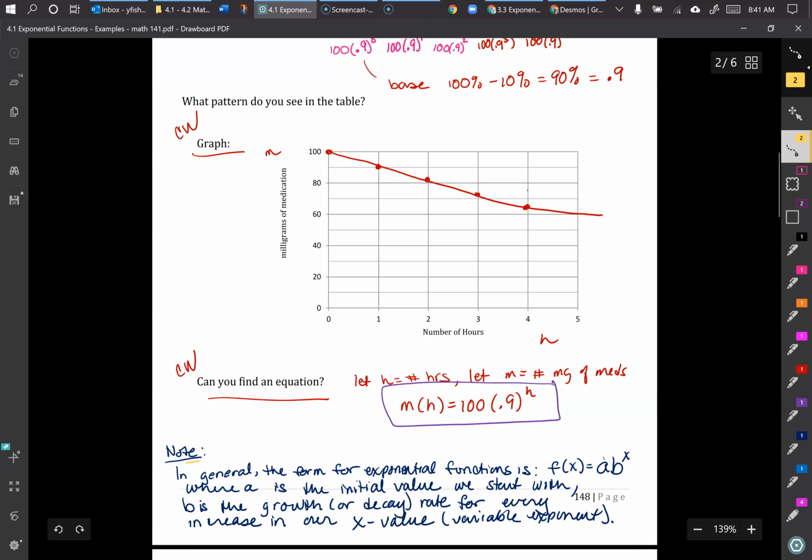And I put this note here in general so you can track it. You might want to write that on a separate piece of paper. f of x equals a b to the x, where a is always the initial value we start with, and b is the growth rate or decay rate for every increase in x, which is our variable exponent.